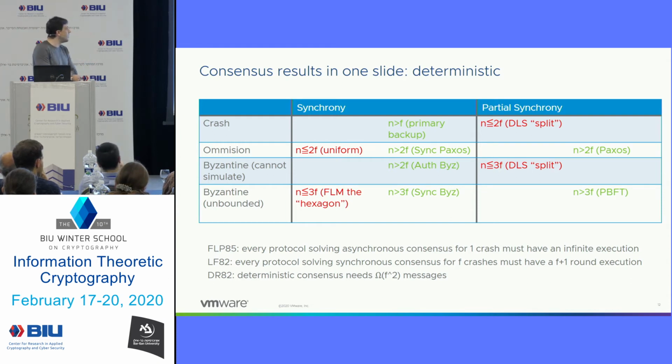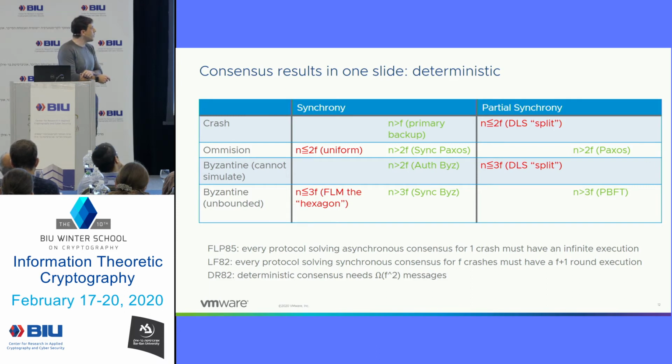However, if you have omission failures, then you can't deal with any number. There's a lower bound, which we're going to see, a very simple lower bound showing that you have to have a minority amount of failures. And we have these Paxos protocols that basically give you a tight upper bound in the omission failure model.